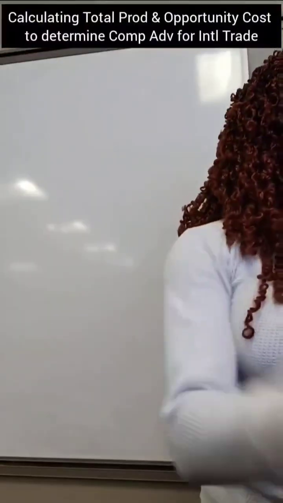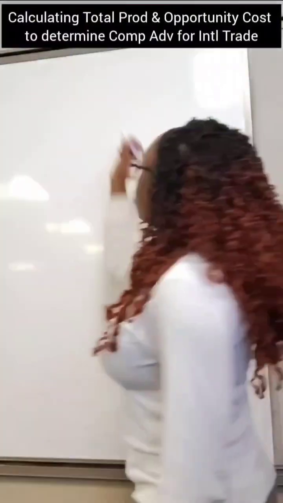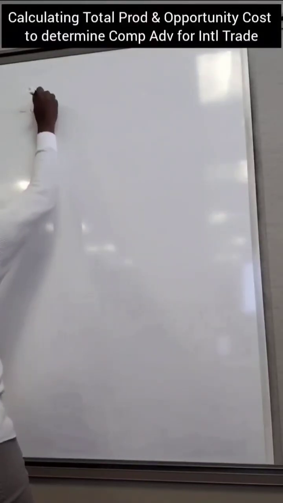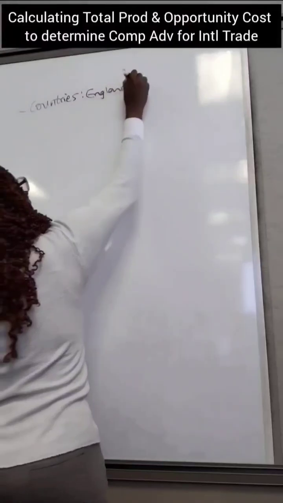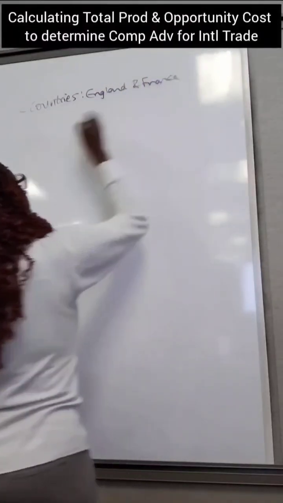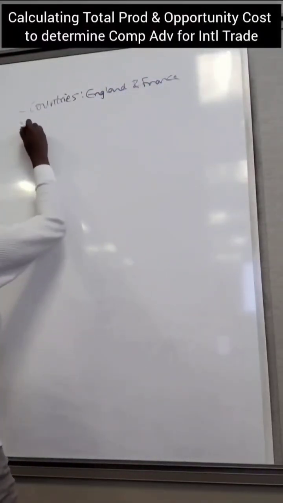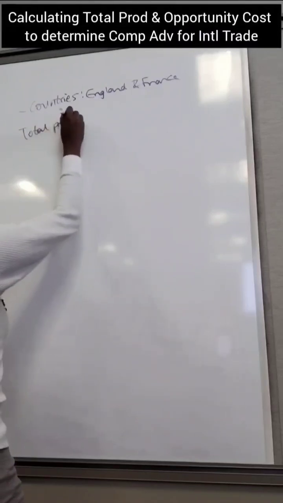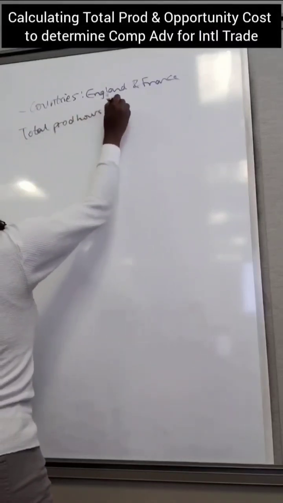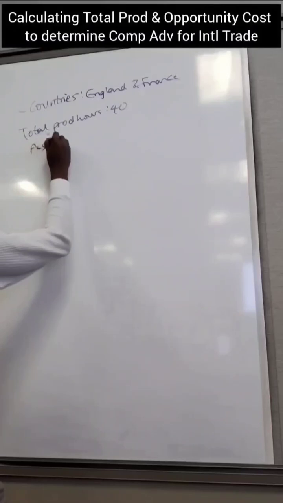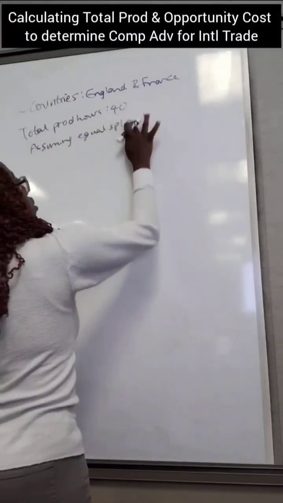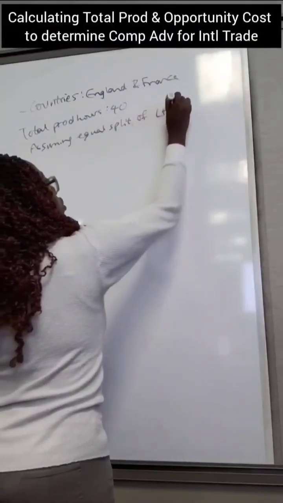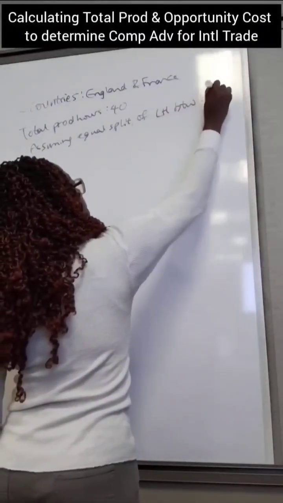So let's assume you have two countries, again, still based on PPF, two countries, England and France. And then you have a total of 40 production hours. Total production hours is 40, okay? And you're assuming an equal split of labor hours between both countries.